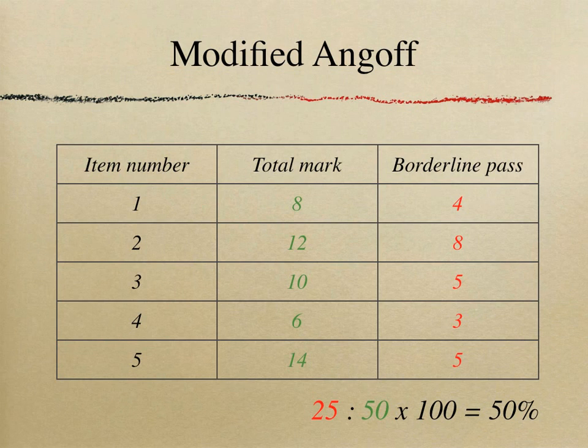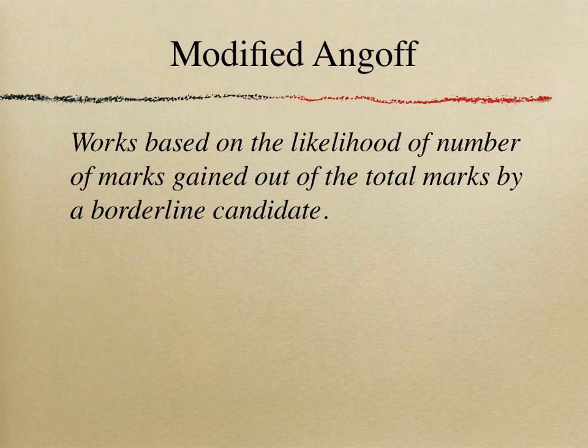In this example, it's 25, and then you divide it by the total mark possible for that paper, which is 15 here, and you just calculate the percentage. In this example, it just happened to be 50%. So the pass mark for this paper is going to be 50%. So that's how the modified Angoff works.